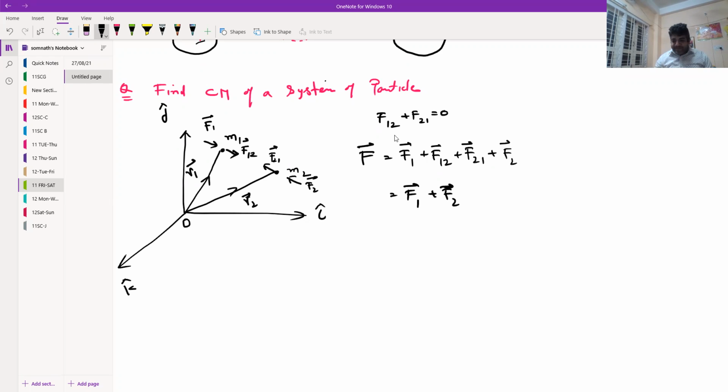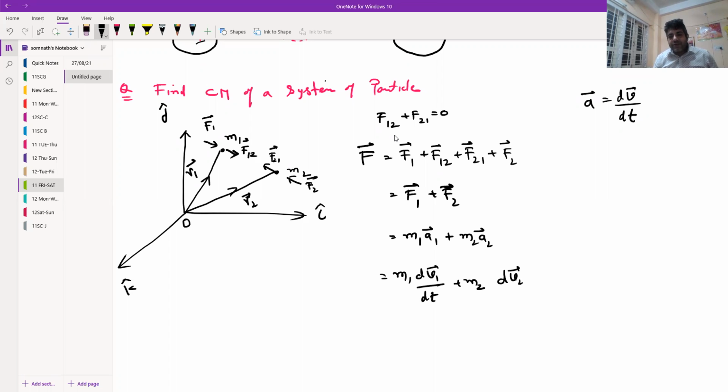Yes, sir. So now as my force is F1 plus F2, what do you mean by F1? M1 A1 plus M2 A2. Now what do you mean by A1? M1 A1. We know acceleration means velocity with respect to time, so we can write m1 dv1 by dt plus m2 dv2 by dt.